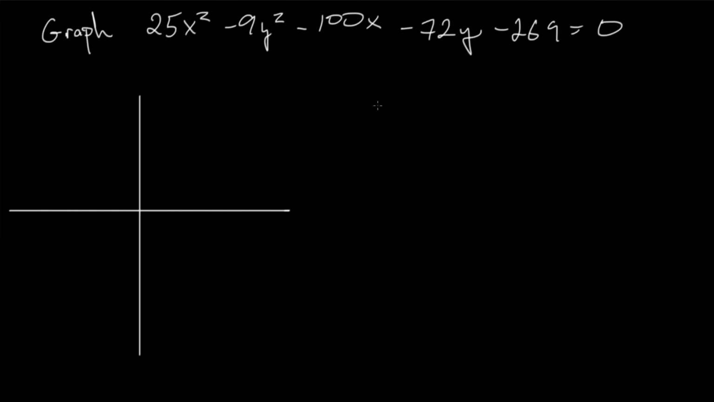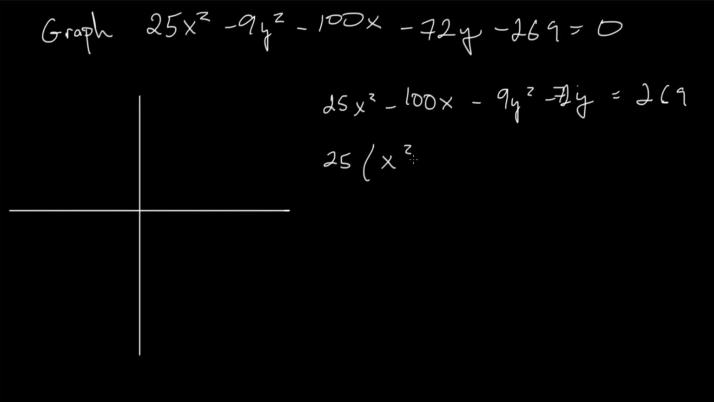So I'm going to rearrange this. I'm going to write this as 25x squared minus 100x. I'm going to group terms. I'm going to minus 9y squared minus 72y. And I'm going to move that 269 to the right-hand side. Cool. Now I'm going to factor, because I want to complete the square. All right, so I'm going to take out that 25, and then I'm going to have minus 4x. All right, I'm going to add something there.